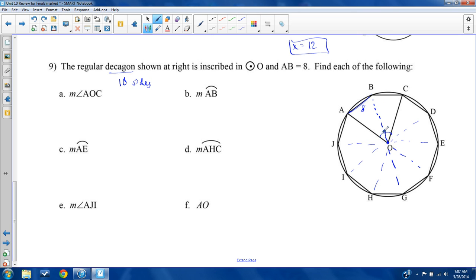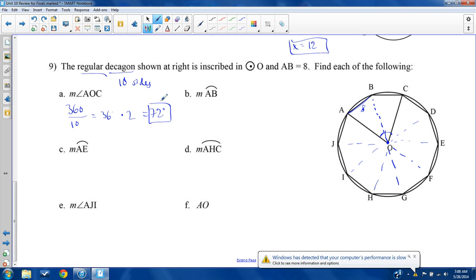If I find the measure of one central angle and multiply that by 2, then I'll get this angle measure right here. So for measure of angle AOC, I'm going to find the measure of angle AOB first, just one central angle. That's 360 over 10, which is 36 degrees. 36 degrees times 2, two central angles, equals 72 degrees. So measure of angle AOC is 72 degrees. By the way, because it's a regular decagon, all of these sides are 8. Not only is AB 8, but BC is also 8, CD, etc. I'll use those if I need to.